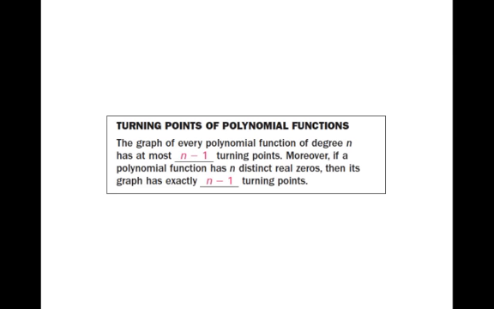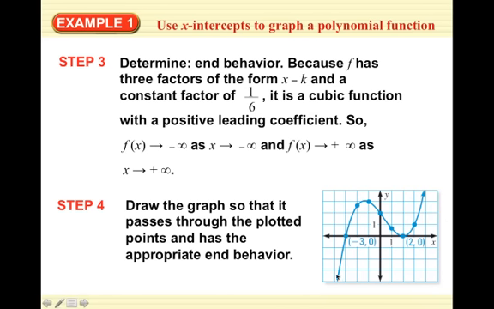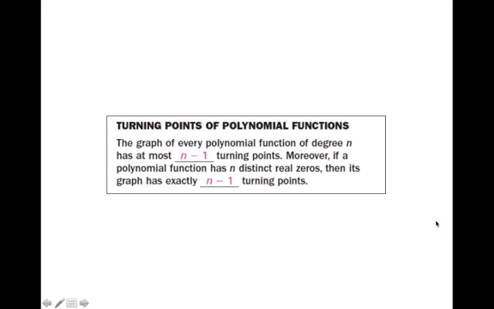Turning points of polynomial functions. See right here, we go up, up, up, and we turn and go down, down, down, and then we turn and we go up, up, up. These points are turning points. The graph of every polynomial function of degree n has at most n minus 1 turning points. Moreover, if a polynomial function has n distinct real zeros, no double zeros, no triple zeros, then the graph has exactly n minus 1 turning points.